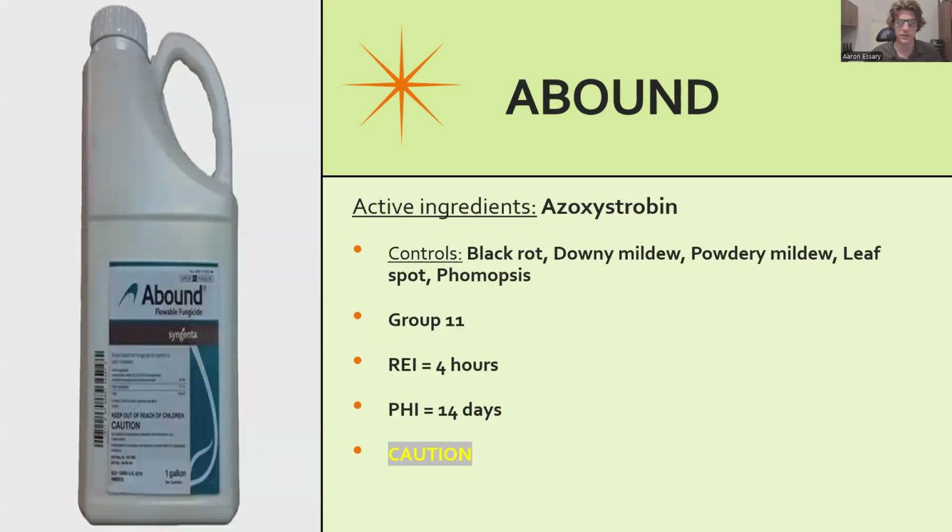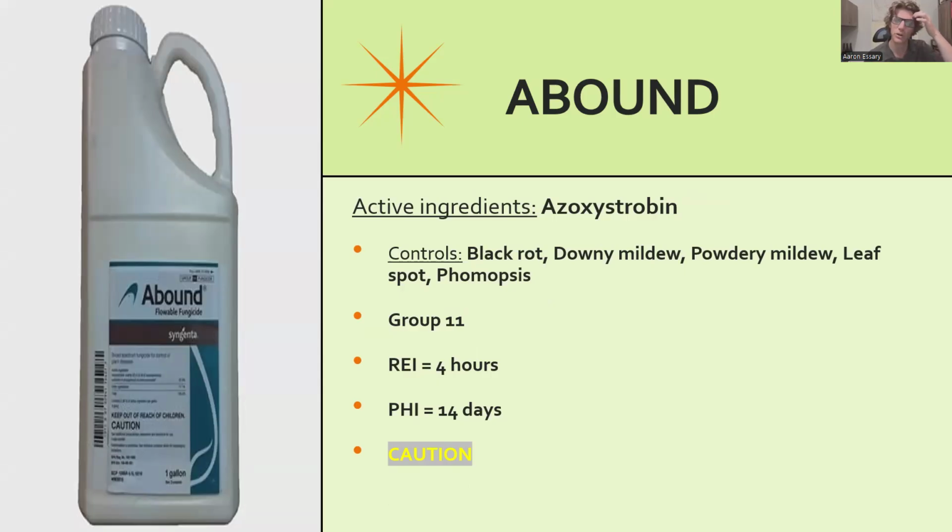Abound. This is another one that's used. I've actually never used Abound, but I do know of people that do use Abound, so we'll talk about it. Active ingredient, azoxystrobin, something like that. Group 11. So Pristine's group 11, Abound's group 11. Black rot, downy mildew, powdery mildew, leaf blight, phomopsis.